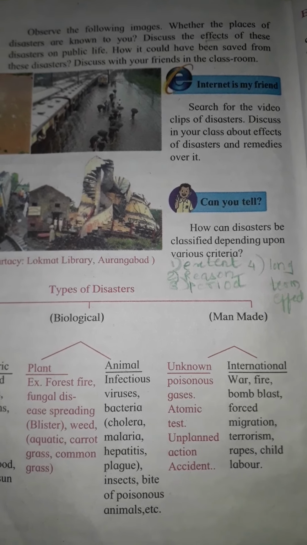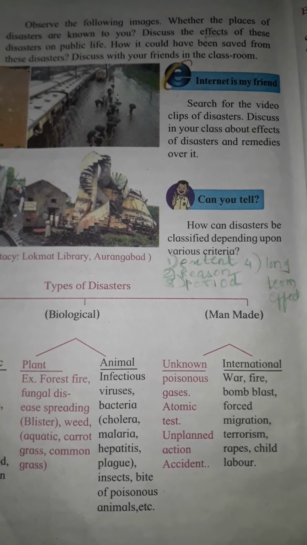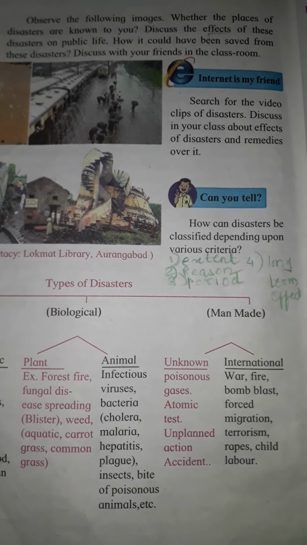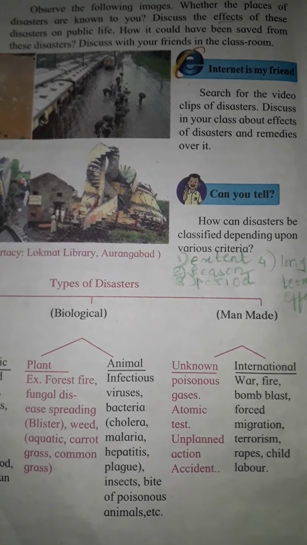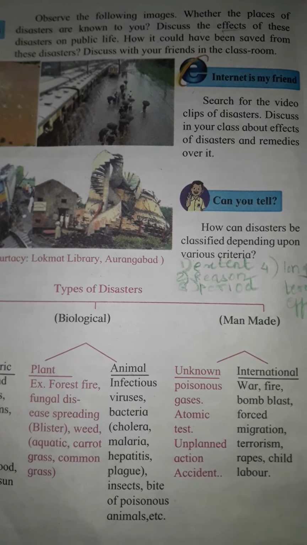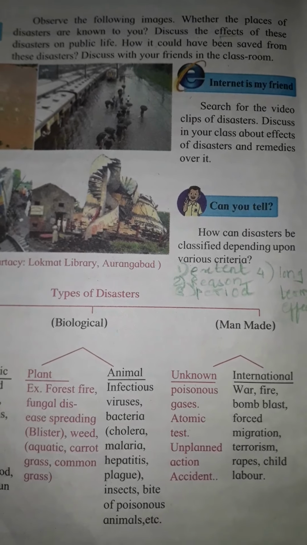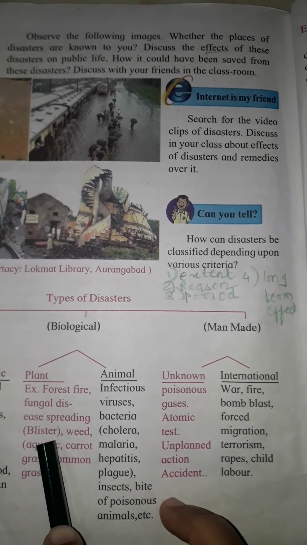Now over here, there are a few plants on which fungus grows, because fungus, if you speak individually, is neither a plant nor an animal, but one of the separate classes of living organisms. So when it grows on plants, and these plants come in contact with any human being, they may cause a few fungal diseases in those animals or human beings. So fungal disease spreading, like for example blister.